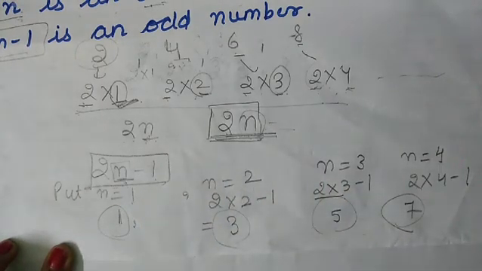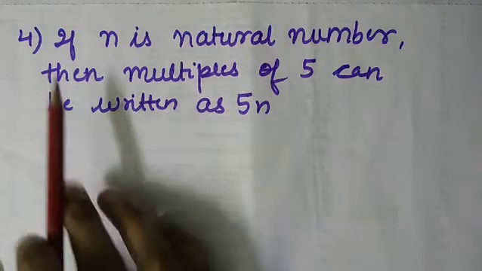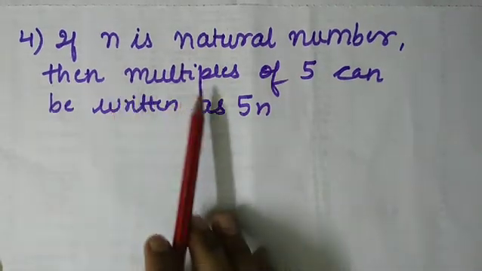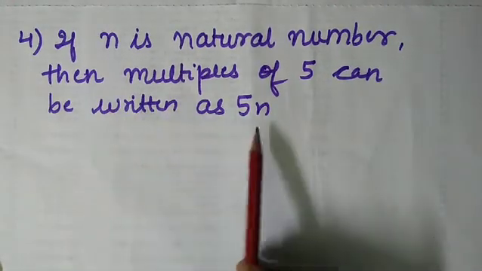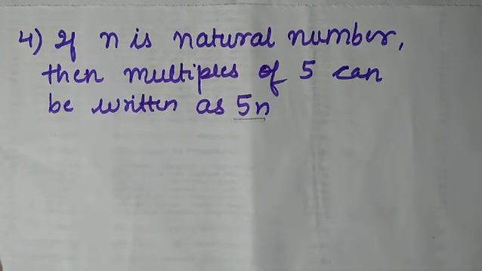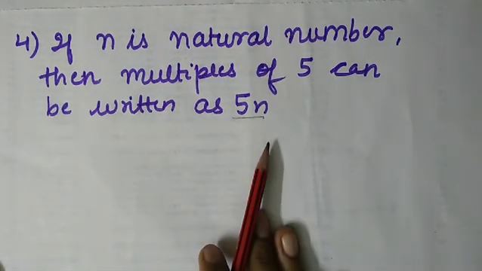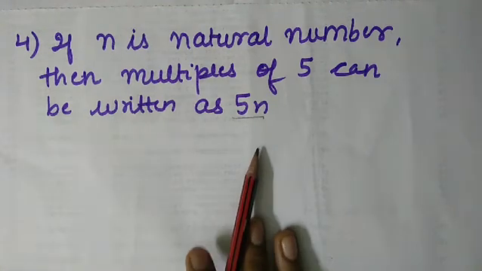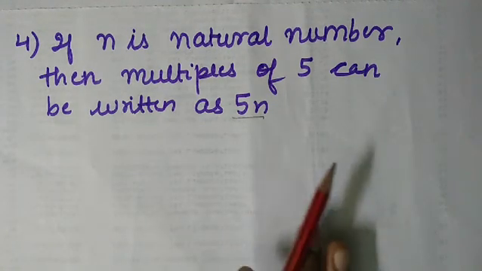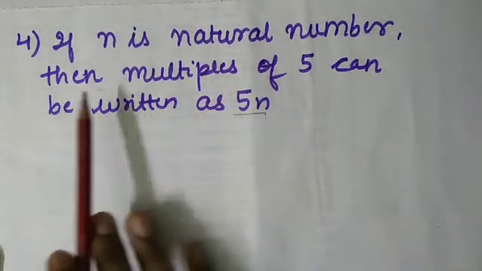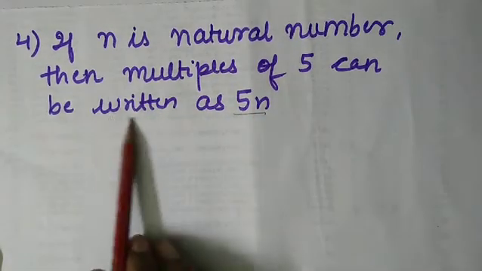Okay, so let us consider some more sequences, some more series. Now the fourth rule is: if n is any natural number, then multiples of 5 can be written as 5 into n. So what are multiples of 5? Multiples of 5 are the numbers which are divisible by 5, or you can say the numbers which are in the table of 5.